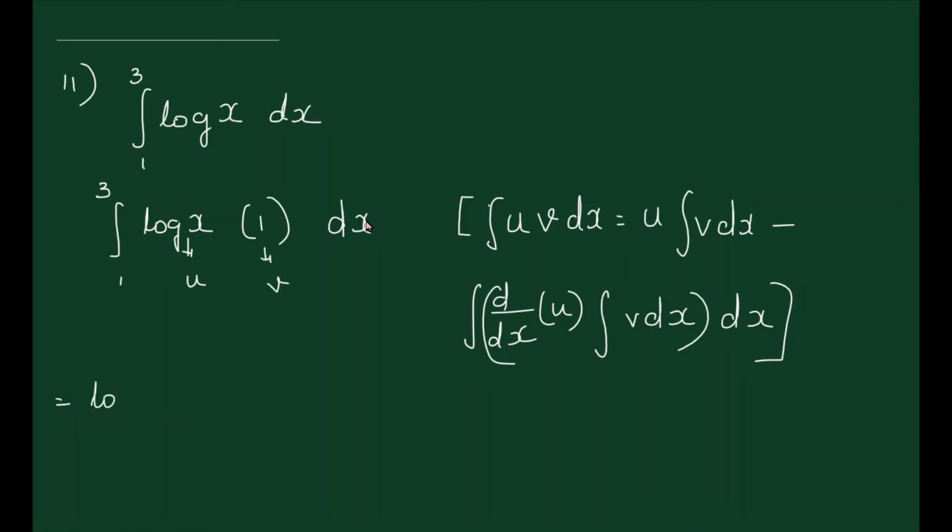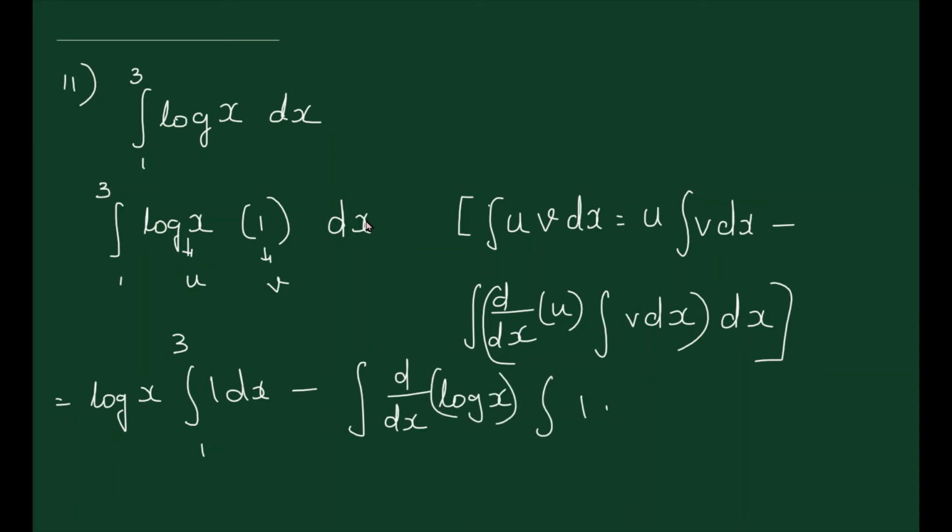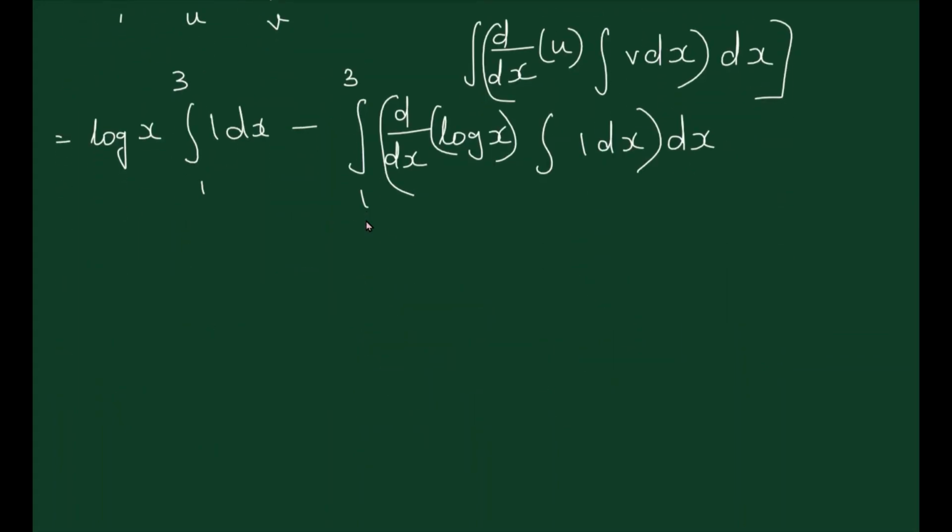So thus we write log x, the integral of 1 to 3, 1 dx, minus the integral of d/dx of log x, the integral of 1 dx into dx from 1 to 3. Then in the next step, the integral of 1 is x. So x log x from 1 to 3.